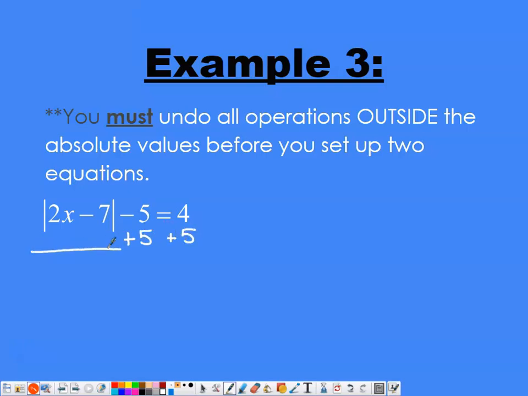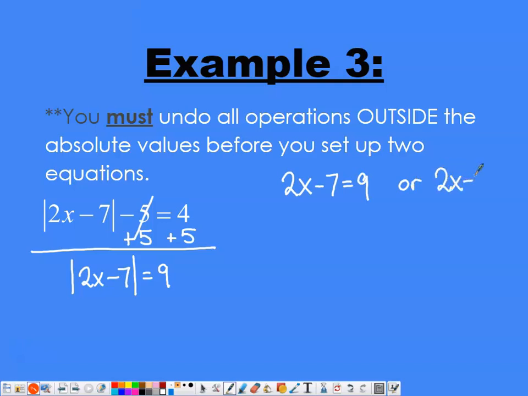And then we have our equivalent absolute value equation. So we have the absolute value of this 2x minus 7 is equal to 9. Okay? Now the absolute value bars are isolated. We can go ahead and set up our two equations. So we have that 2x minus 7 is equal to 9. Or 2x minus 7 is equal to negative 9.